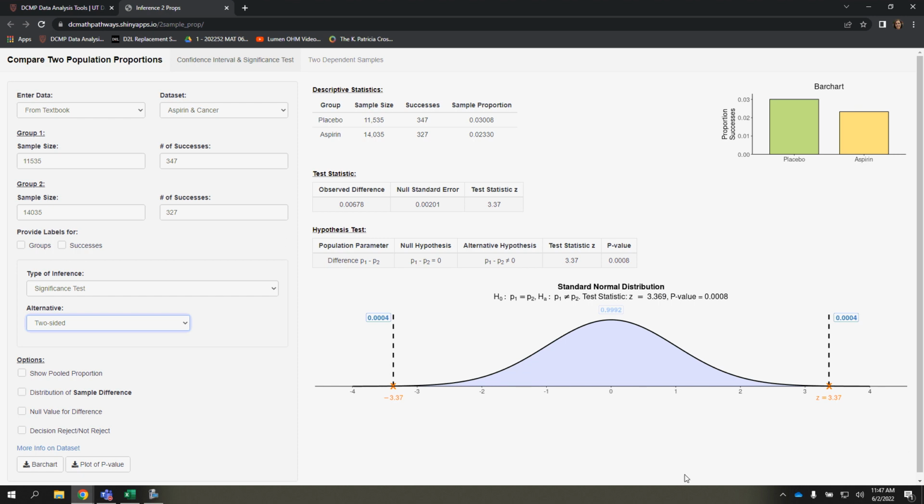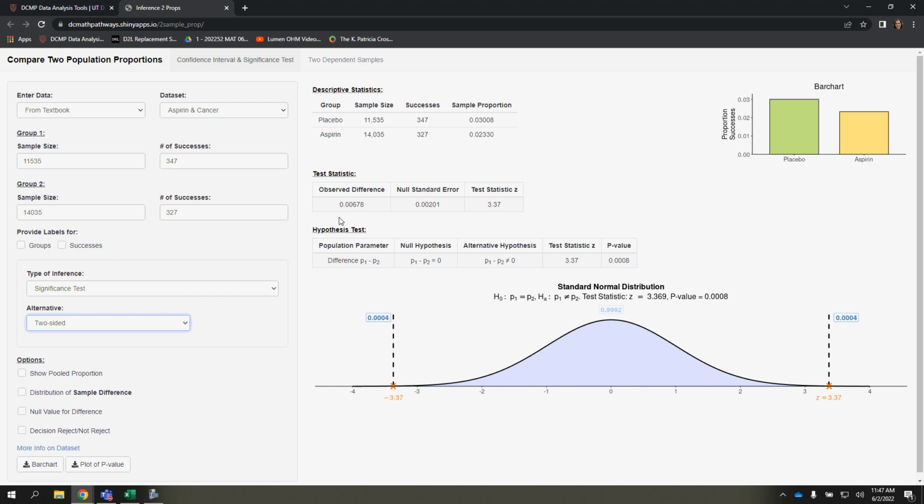Now, to make your decision, once you've selected if it's one-sided, two-sided, then you would compare your p-value to whatever significance level you had predetermined. Remember, that was something you needed to have before you dove into this question. You can't decide the significance level based off of the end result. You have to have that decided first.